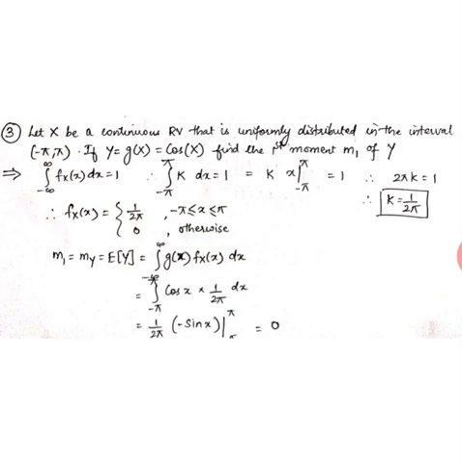First moment is nothing but the mean. Okay, so first moment m1 of y. So again, let's assume that it is uniform. Since it is given as uniformly distributed, we again take some particular constant value as k.